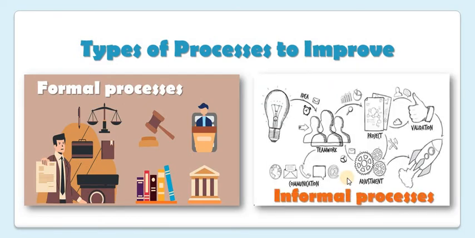Another type is the informal process. On the other hand, these are more likely to be created by individuals or groups within an organization to complete certain tasks. They might not involve written instructions but are nevertheless important for achieving the goals. So these two different kinds of processes have one thing in common.